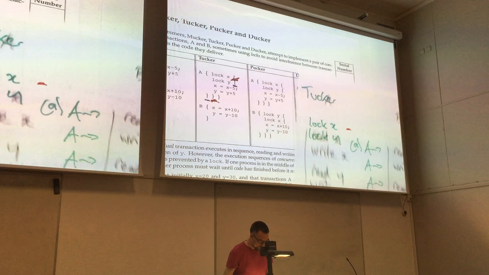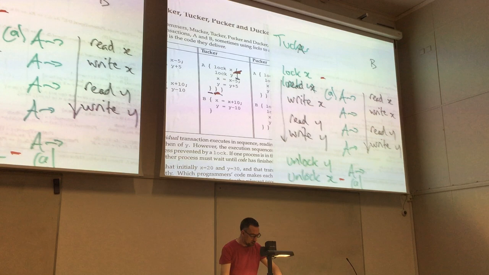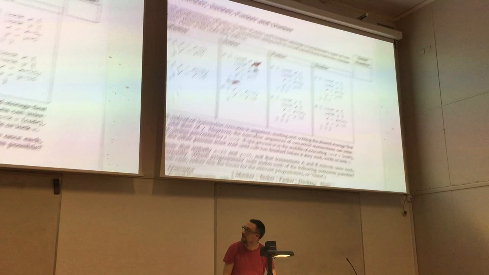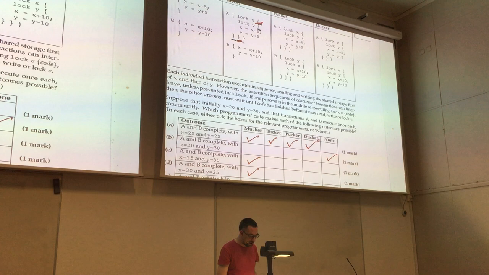Okay. So we also figured out that again, there's no way for A and B to run to completion but leave memory completely unchanged. Some memory write is going to happen sometime. So I think we can safely tick the none box there. But let's have a look at X being 15 and Y being 35. Is that possible?